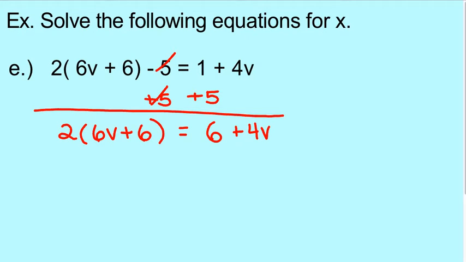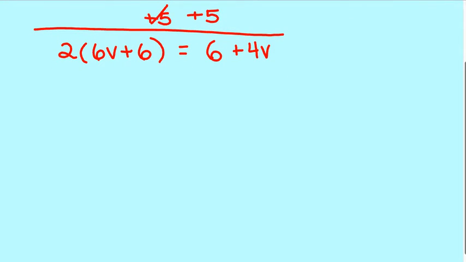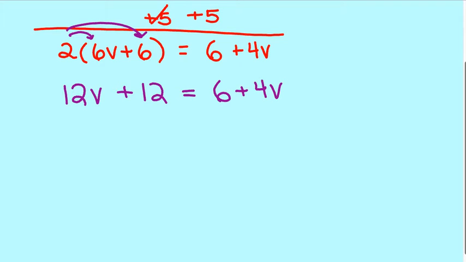Now, some students may choose to distribute this 2 through the parentheses. Some students may say, let's go ahead and divide both sides by 2. I'm going to do, probably the more common method, as most students like to distribute that 2. So we'll take 2 times 6b, we get 12b. 2 times 6 is 12. And then the right-hand side of the equation will stay as it is.